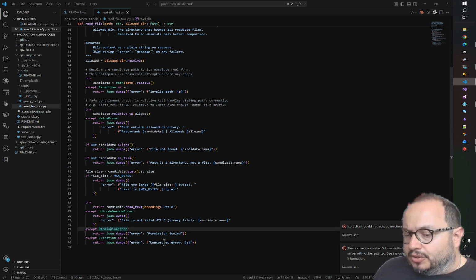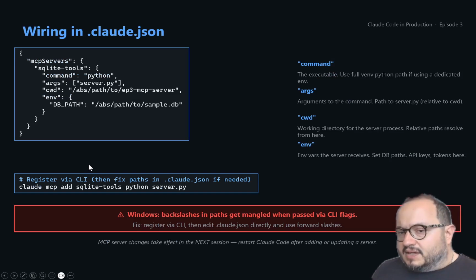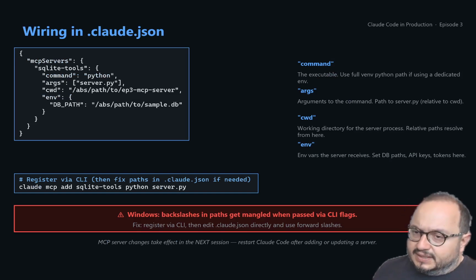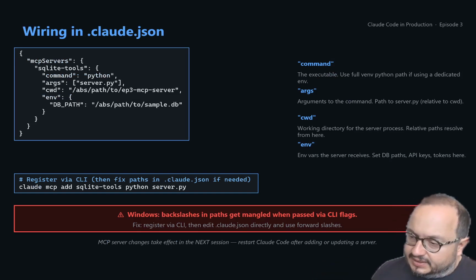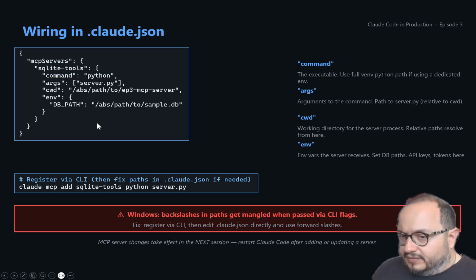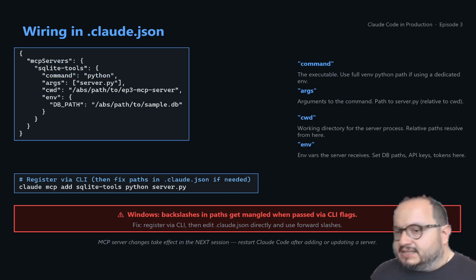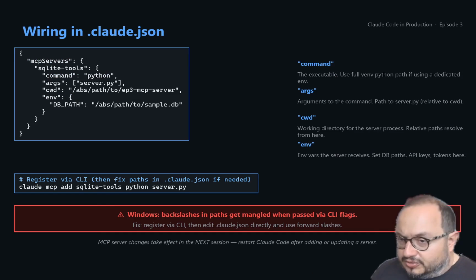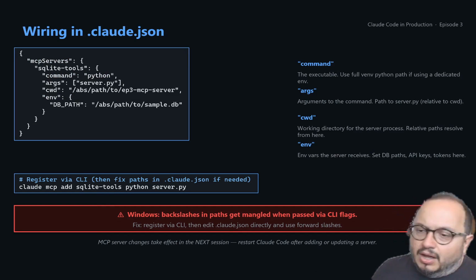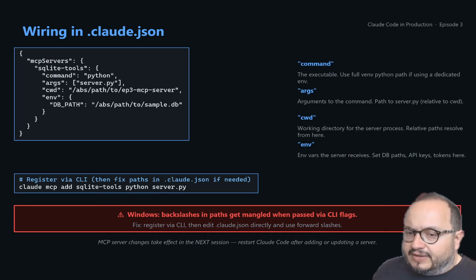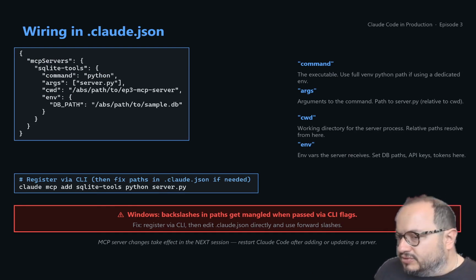Now let me show how to register the server in Claude Code. MCP servers are registered in .claude.json at the project root. The mcpServers block maps a server name to its command, arguments, and working directory. Here is the structure. The server name, sqlite-tools in this case, is how Claude Code refers to the server. The command is the executable, Python on most systems, or the full path of your virtual environment's Python binary if you are using a dedicated environment.